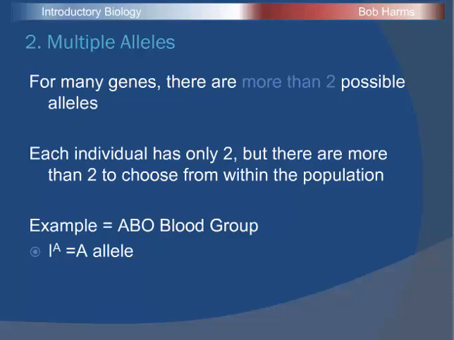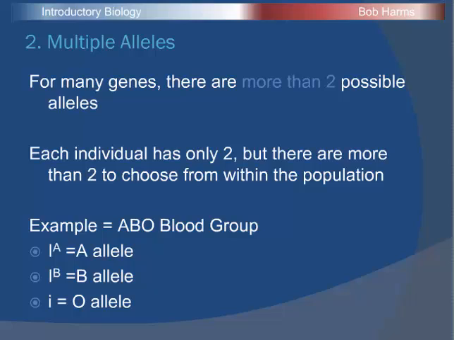There's the A allele, and we'll write that I superscript A, and the I just stands for immunoglobulin, which is a big fancy scientific word meaning it's going to be a protein that we stick on our blood cells. And so the A allele codes for a type A protein that ends up stuck on the outside of our blood cells. There's also a B allele, we'll write that I superscript B. The B allele codes for a type B protein, a slightly different protein that ends up on our blood cells. And then finally, there is the O allele.